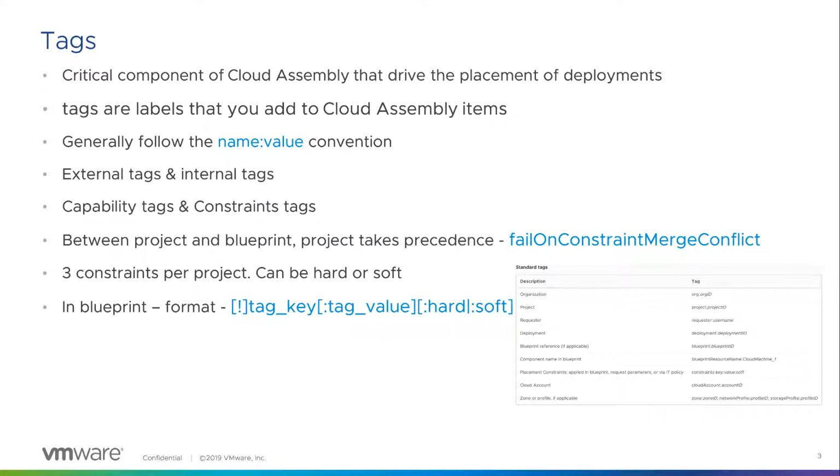Now, tags are the most important or critical component of Cloud Assembly that drives the placement of deployments. So this is like the heart of cloud automation, right? And you need to really understand tags and how they operate to be able to successfully implement CAS, or Cloud Assembly, in a production environment. I would say that, right?